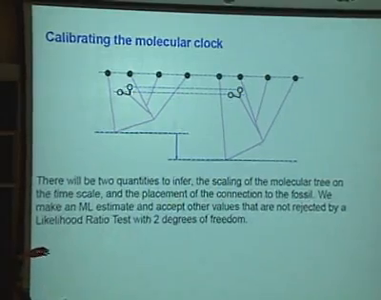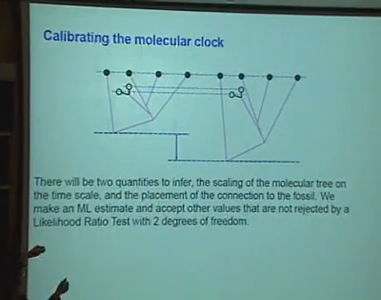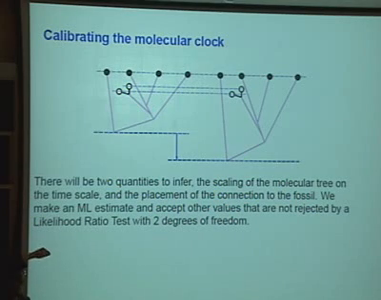So what we're going to do is take the molecular tree, stretch it out, draw it on a rubber sheet, stretch it out by various amounts. For each of those, we're going to do our whole fossil placement machinery, and we're going to accept the stretching that, together with the fossils, yields the highest likelihood.